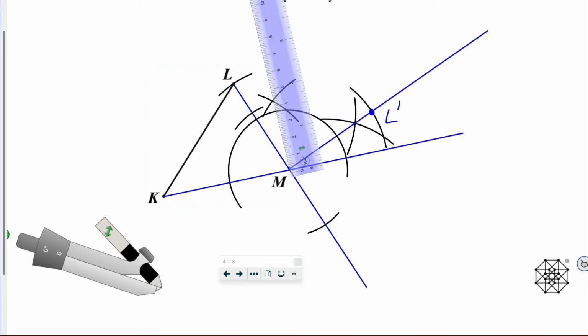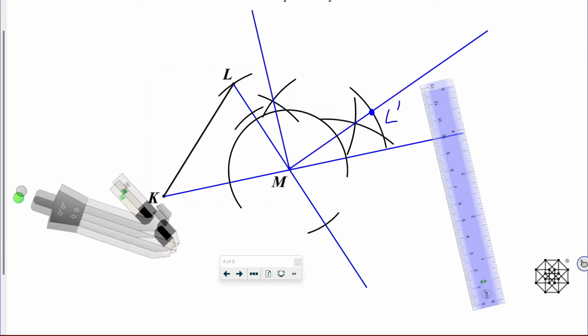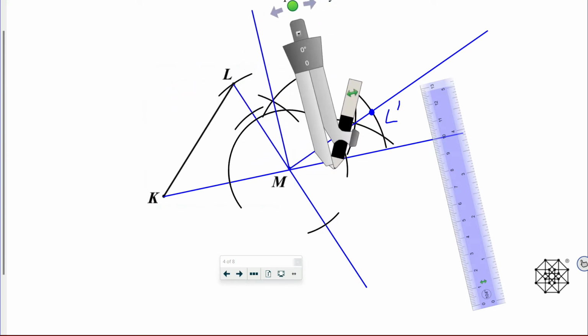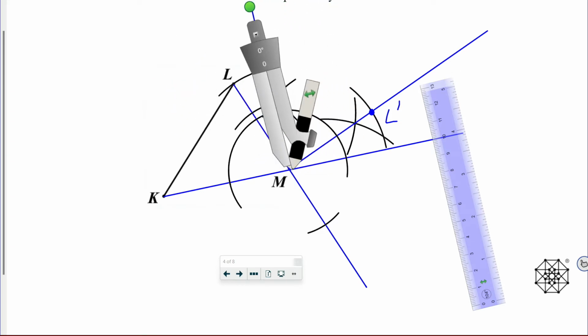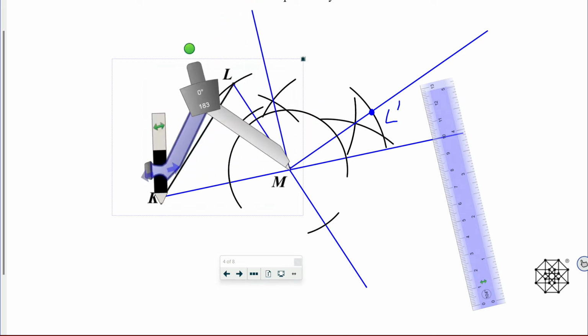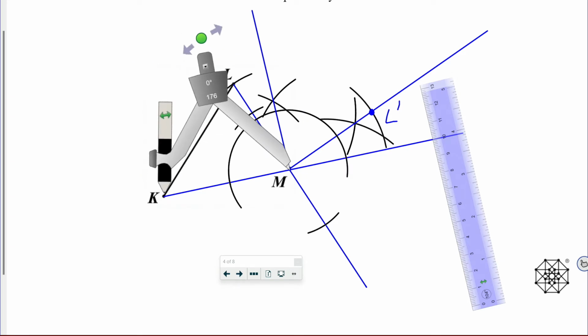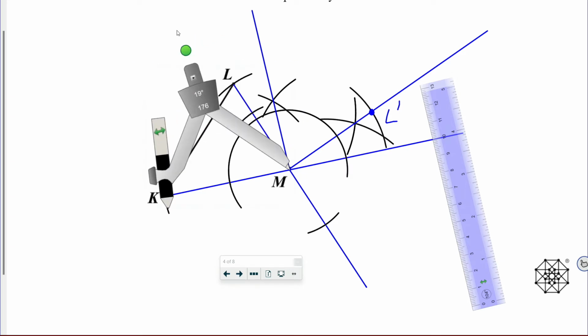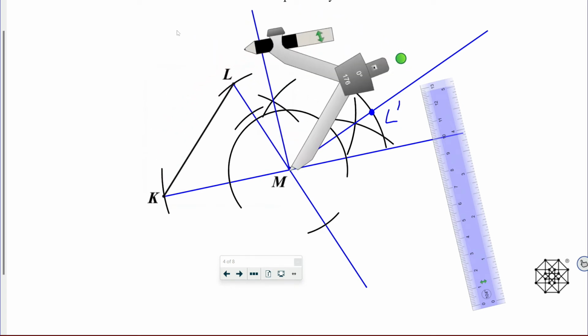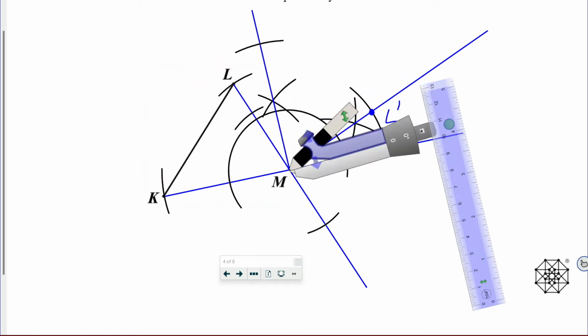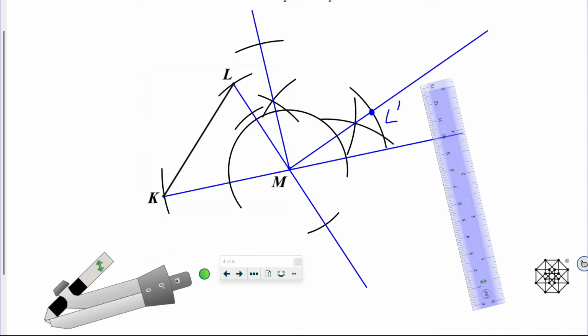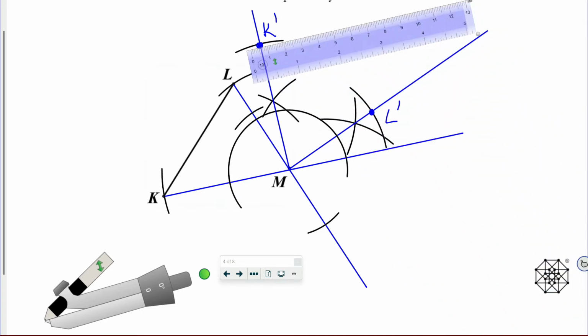Almost. There we are. Somewhere along that line, the image of K must lie. So let's get it on there, and let's open it up. Figure out the distance to K. There it is. I'm going to just draw partial arcs here because it will keep my picture a little bit cleaner. There is K prime, and now let's connect the two with a line segment.